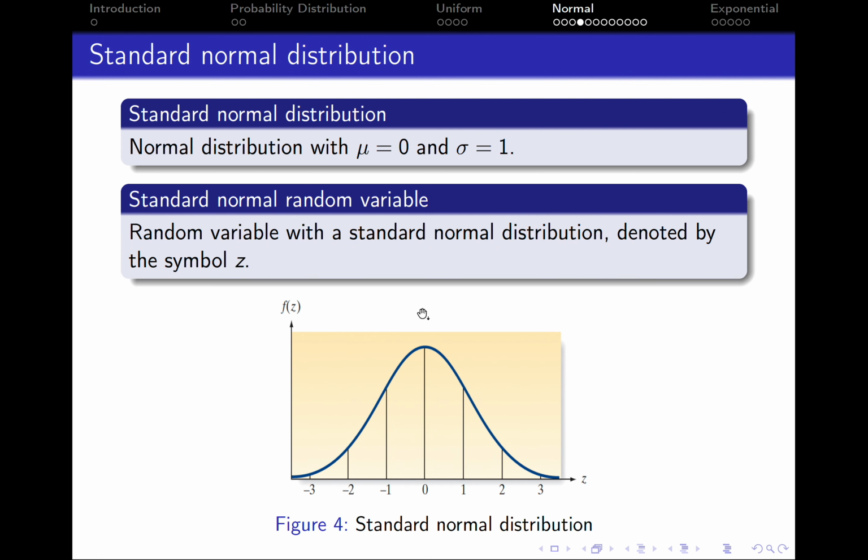This graph is a quick representation of the standard normal distribution. As you can see, the mean value is in the middle, it is equal to 0, and the standard deviation is equal to 1, and it is constant throughout the values of z. We can see that the length of the intervals is the same from 0 to 1, from 1 to 2, from 2 to 3, and from 0 to -1, from -1 to -2, and so on and so forth.